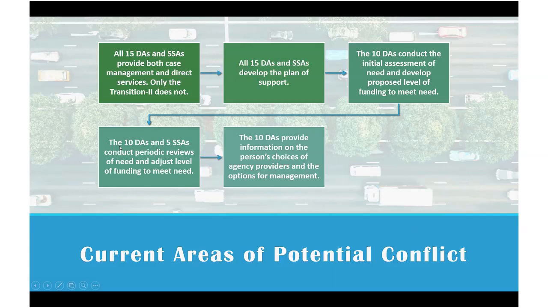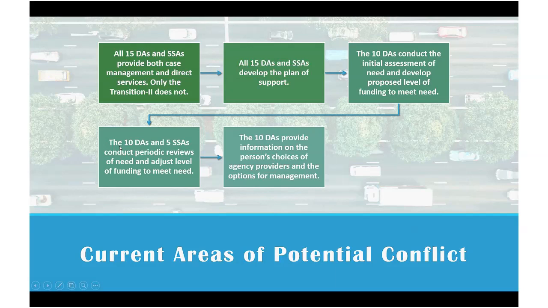All of our agencies do develop the plan of support for a person, and the 10 designated agencies are involved in conducting those initial assessments of need, and they develop proposals for how much funding a person needs to have their identified needs met. All of our agencies conduct periodic reviews of what people need. So at least once a year, they review whether there needs to be any adjustment to their plans.